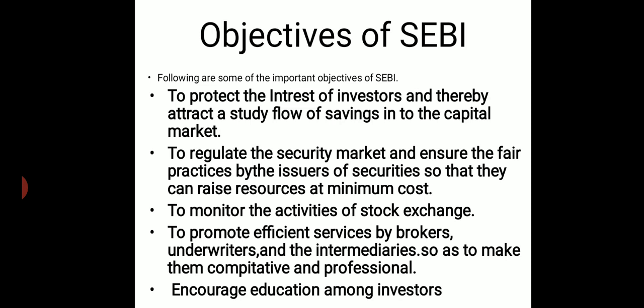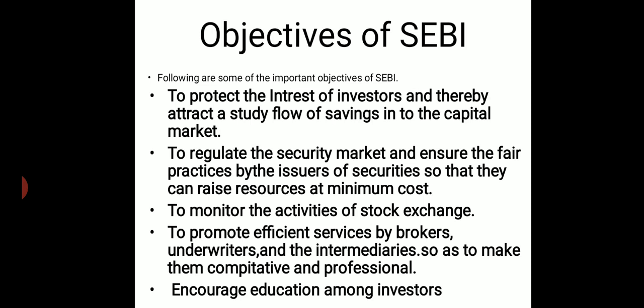The first one is to promote the interest of investors and thereby attract a steady flow of savings into the capital market. The primary objective of SEBI is to protect the interest of investors in the stock market and provide a healthy environment for them. It leads to attracting a steady flow of savings into the capital market through the fair and proper functioning of stock exchanges. And the second one is to regulate the securities market and ensure fair practices by the issuers of securities so that they can raise resources at minimum cost.